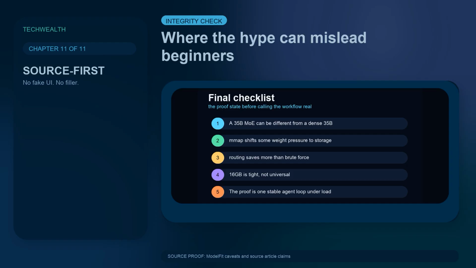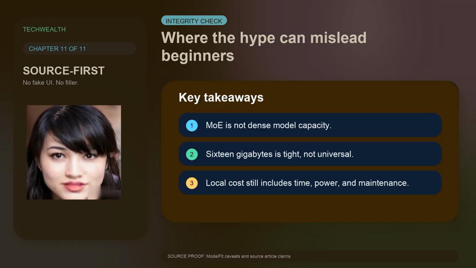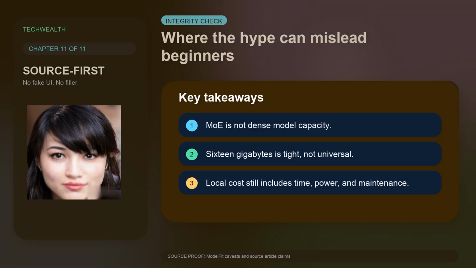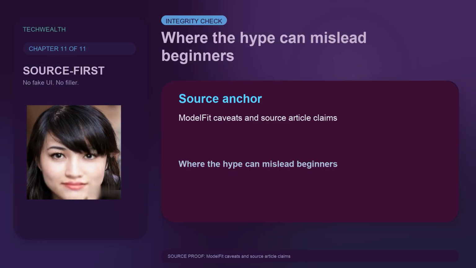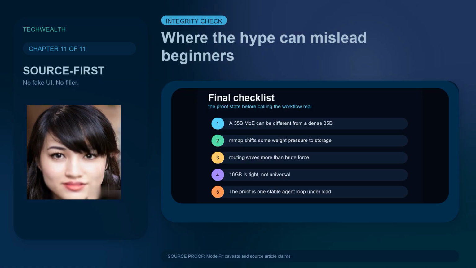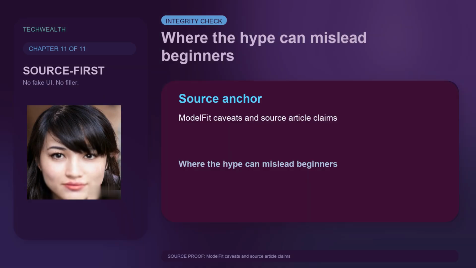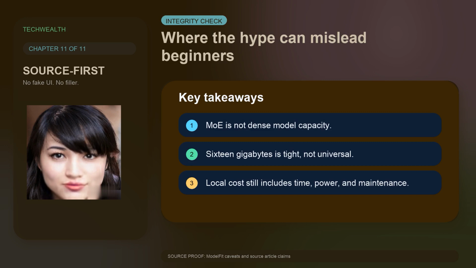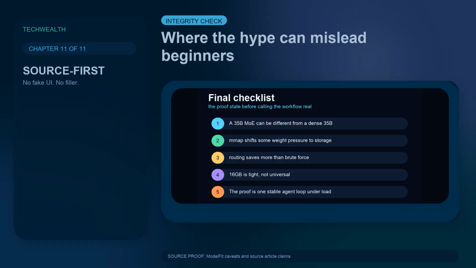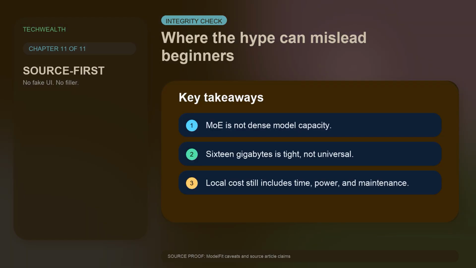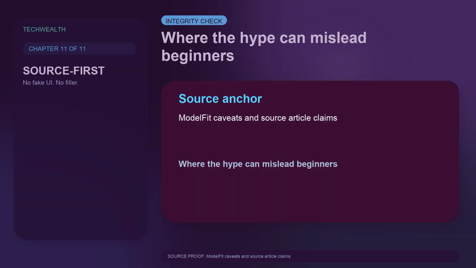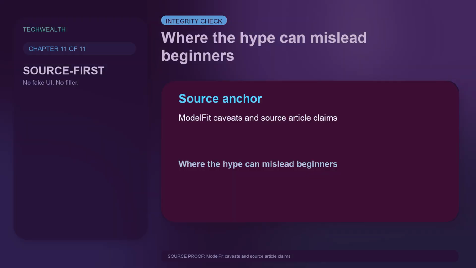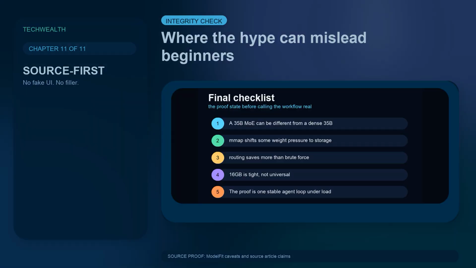The caveat section is what makes this video trustworthy. A 35 billion MoE setup is not the same as saying every dense 35 billion model runs comfortably on 16 gigabytes. Zero swap in one source report does not guarantee zero swap for your context length, your quantization, or your background apps. And local does not automatically mean free. You still pay with setup time, power, maintenance, and lower speed on some tasks. The right promise is narrow and useful. Here is how to test whether this local agent architecture works for your workload.